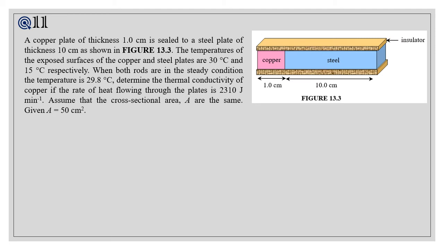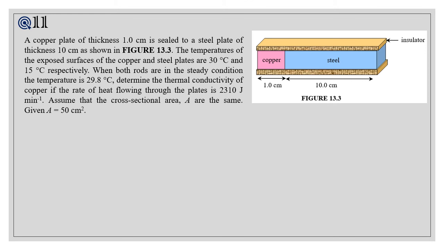Question number 11. A copper plate of thickness 1.0 cm is sealed to a steel plate of thickness 10 cm as shown in figure 13.3. The temperatures of the exposed surfaces of the copper and steel plates are 30 degrees Celsius and 15 degrees Celsius respectively, obviously which is at both ends.